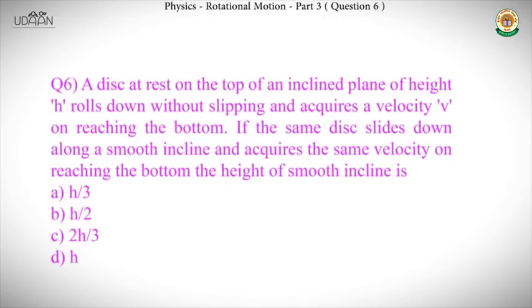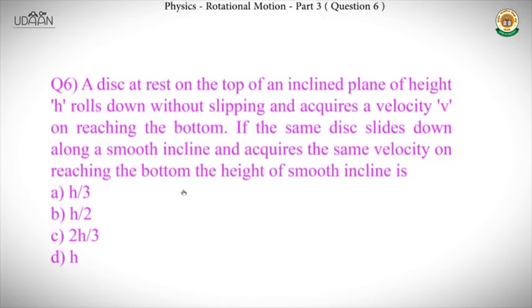If the same disk slides down along a smooth incline and acquires the same velocity on reaching the bottom, the height of the smooth incline is A) h by 3, B) h by 2, C) 2h by 3, or D) h. Okay, so we'll start this problem by concentrating on a very important concept, which is the concept of rolling.